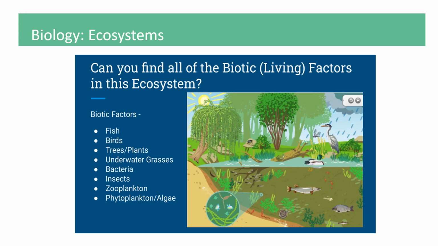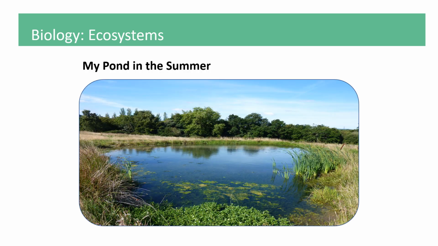Here is an illustration. Can you find all the biotic living factors in this ecosystem? Fish, birds, trees, plants, underwater grasses, bacteria, insects, zooplankton, and phytoplankton algae. Here's what my pond looks like in the summer, and this is where the Canada geese think it's a great place to hang out. But why?